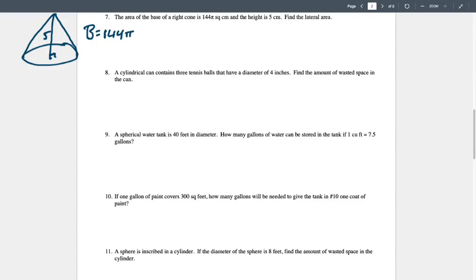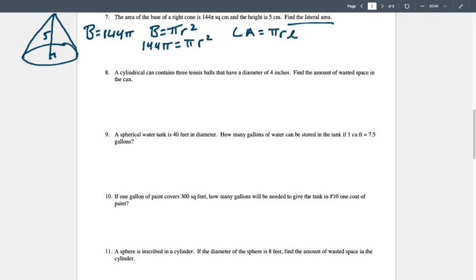This one's just asking me to find the lateral area. Your formula for the lateral area is pi RL. So what we're going to need is to know what the radius is. I know the area of my base is 144 pi. The formula for the area of my base, because my base is a circle, is pi r squared. So I'm going to plug in what I know. I know capital B is 144 pi.